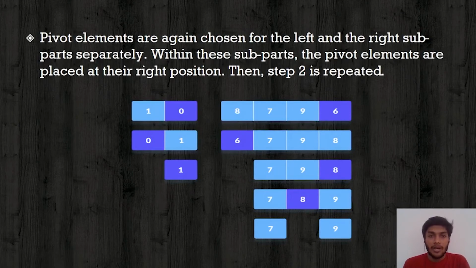Pivot elements are again chosen for the left and right subparts separately. Within these subparts, the pivot elements are placed at the right position. Then step 2 is repeated. Here, the pivot element was 2 and the leftmost part was 0 and 1. So 0 and 1 is here, 1 is here, and 8, 9, 7, 6 is here. So 6 would be considered as it is smaller and it would be in ascending order. So 6 at first, then 7, 9, 8. 9 and 8 we have considered, then 8 and 9. So 7 and 9 is here.